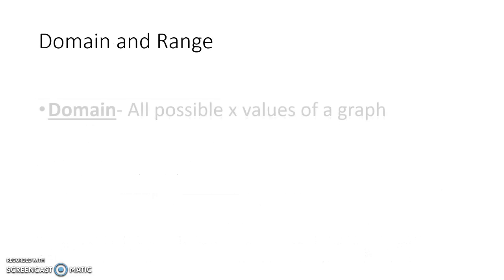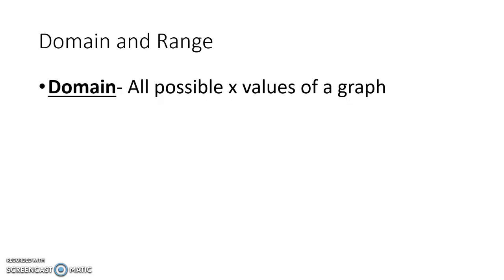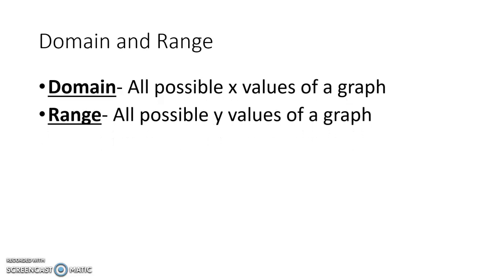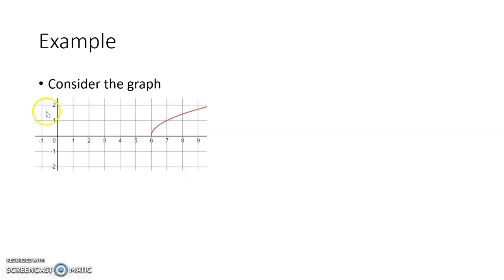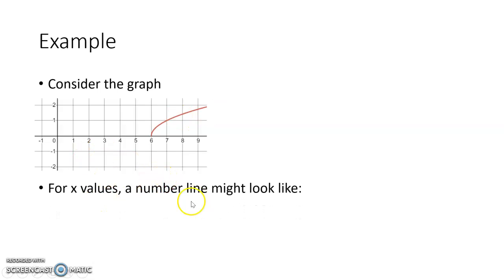Domain and range. Domain would be all possible x values of a graph. Range, all possible y values of a graph. To do the domain and range of a graph, you don't absolutely have to, but it's a good idea to picture a number line for the x's and a number line for the y's, and then go from there. So here's an example. You have this graph. We're going to talk about the domain and range of this red part. Well, domain, remember, is your x values. So for x values, a number line might look like this.